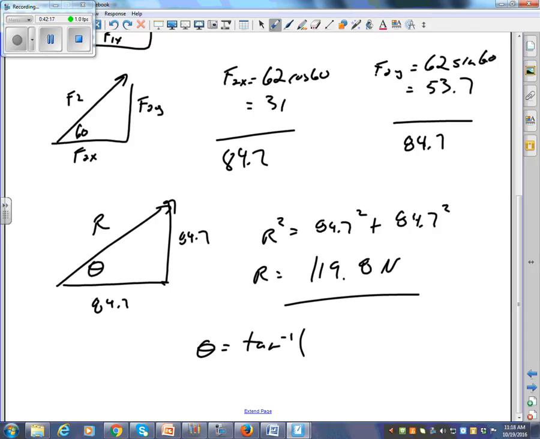Hey, what's the first number in R squared? 84.7 squared, this number here.